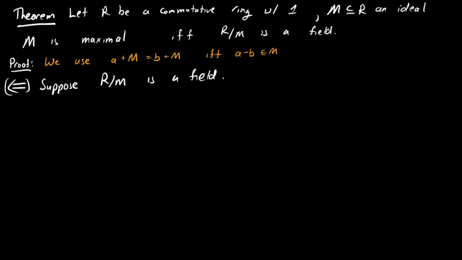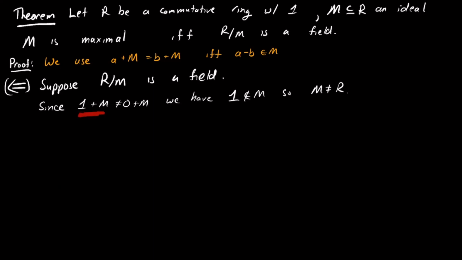Okay, so now we're ready to tackle the backwards direction. So I'll suppose that R mod M is a field, and my goal is now to show that M is a maximal ideal. Okay, so first thing, let's establish that M is actually not equal to R. Well, one thing we know is that in any field, the multiplicative identity is distinct from the additive identity. So we have 1 plus M is not equal to 0 plus M, which means that 1 is not an element of M, and so M is not equal to R, right? 1 is an element of R, but it's not inside of M, so M and R are two different sets.